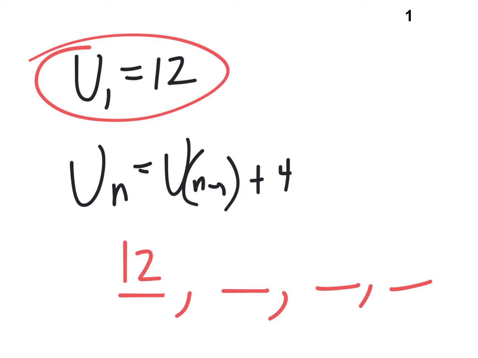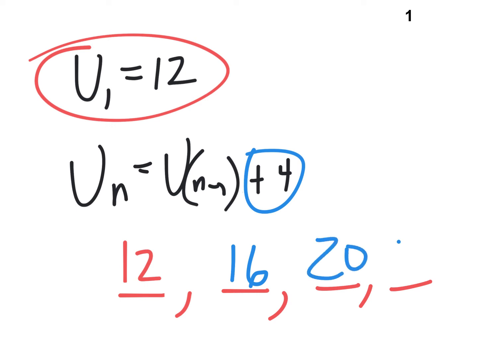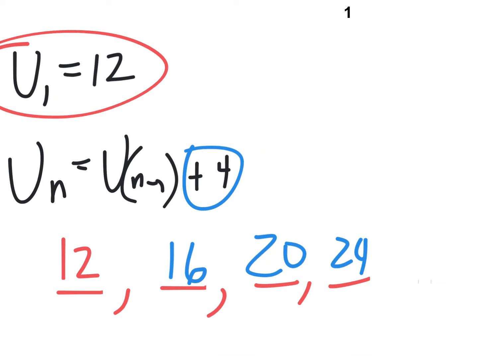12 comma, Strudy, got answers? 16. 16 is correct. How'd you get that? Add 4. You just took the term in front and you added 4. And then 20, and then 24. Raise your hand if you had that one right. Okay, cool. So you can already speak recursive.